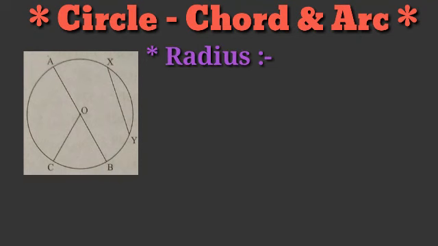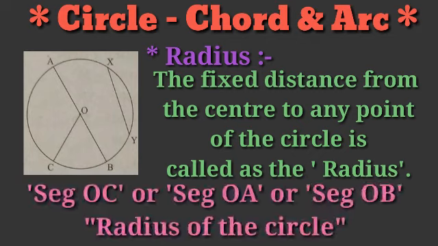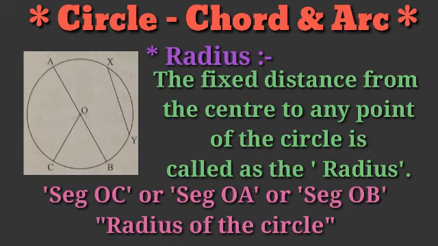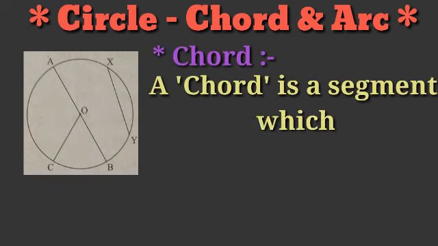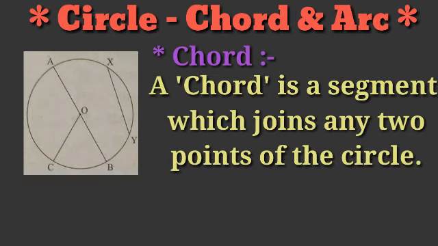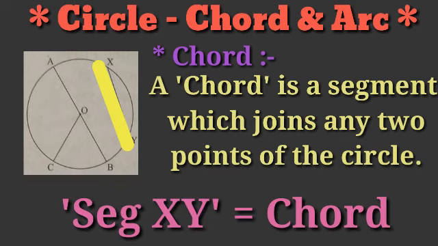Next is radius. The fixed distance from the center to any point of the circle is called as the radius of the circle. So here in the figure, segment OC, segment OA as well as segment OB are the radius of the circle. Now students, the next concept is a chord. A chord is a segment which joins any two points on the circle. So from this figure, point X and Y are joined to each other by one segment. So this is nothing but the chord of the circle.